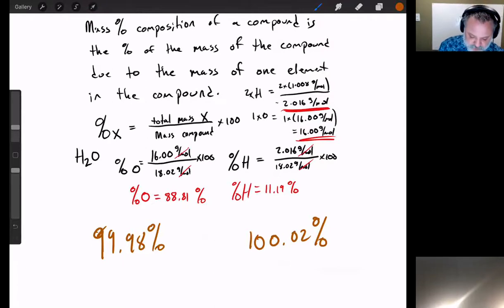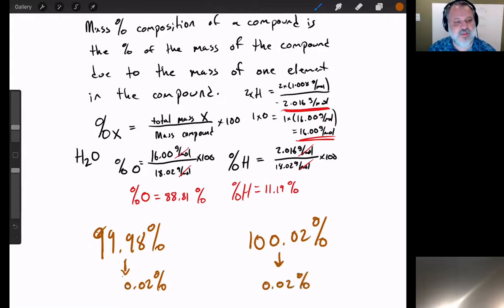How far off from 100 is this one? It's 0.02% off. How far off is this from 100? 0.02%. It's the same error, just in a different direction. So there really is no difference between these two values when we're thinking about it in terms of error, right? In terms of error, they're both essentially the same.